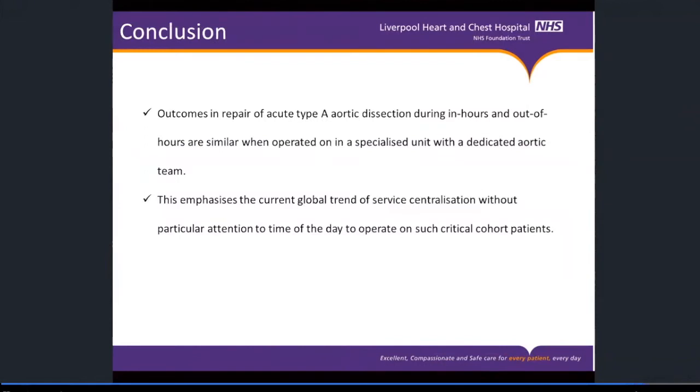So in conclusion, we report that there is no difference in outcomes in operating on such high-risk patients, and our results are in line with current reported literature. Therefore, treatment of acute type A aortic dissection should be decided on clinical emergency in such patients. Thank you.